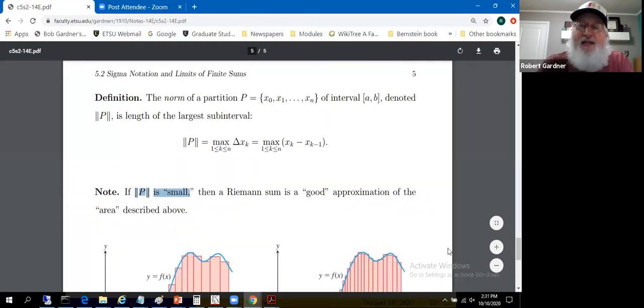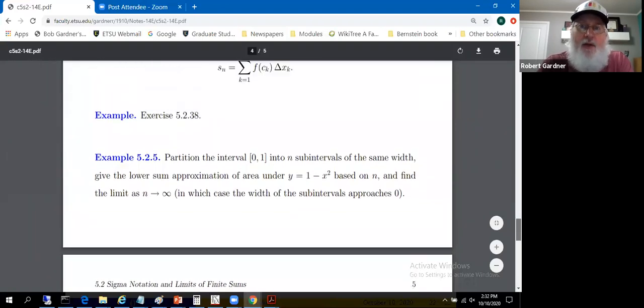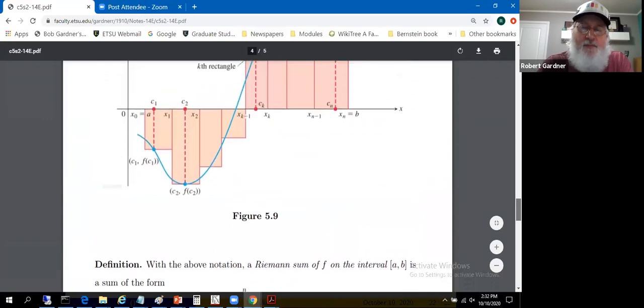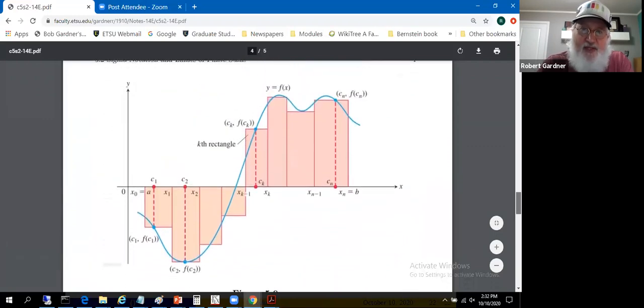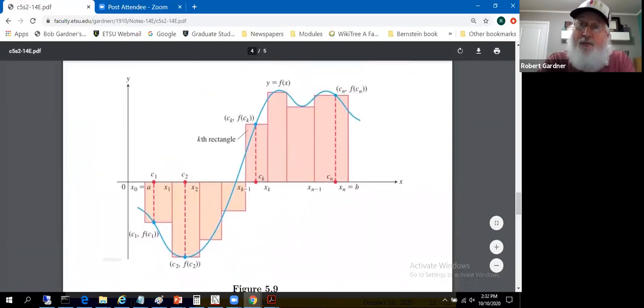So the big ideas were limits of Riemann sums, good things when the norm of the partition is little. Maybe we'll take a limit as the norm of the partition goes to 0. We will. I think that's the next section. This is the big picture from this section in terms of area interpretations.